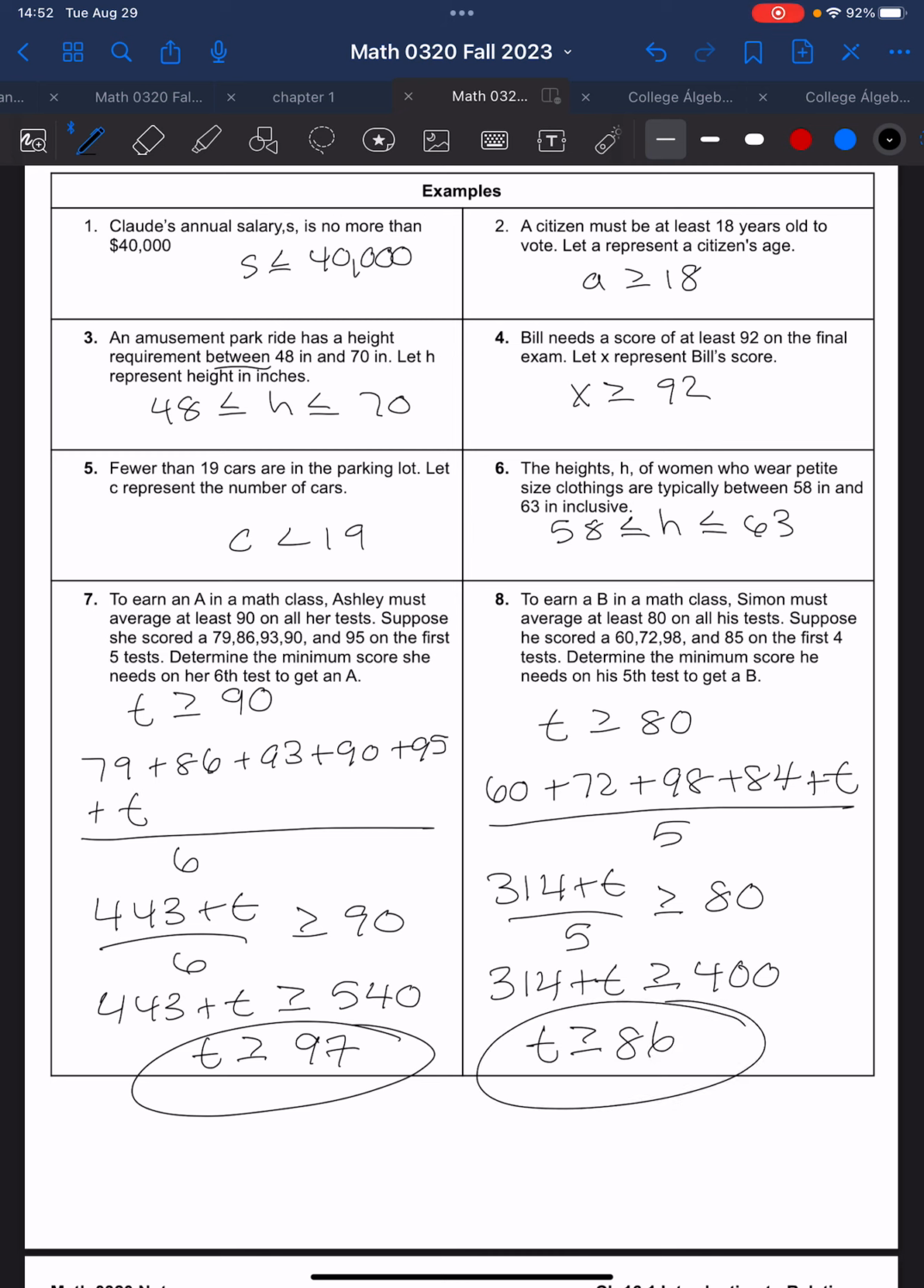So in order for this student, Simon, to get at least a B on all his tests, he needs to score at least an 86 on his last test.